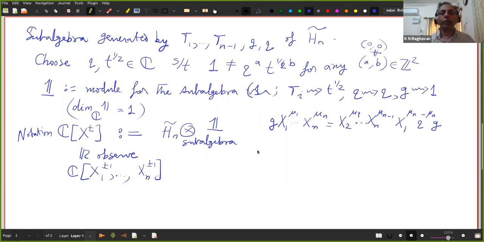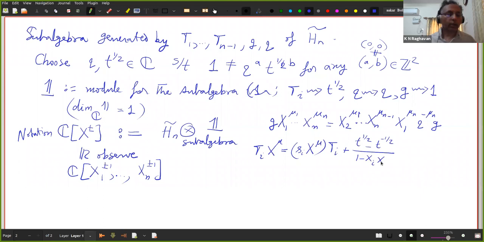So let me just write this out. Ti x to the mu is si x to the mu, where si is the simple reflection, and this has obvious meaning: Ti plus t to the 1/2 minus t to the minus 1/2 over 1 minus xi, xi plus 1 inverse, times 1 minus si x to the mu. Here, si will switch xi and xi plus 1, so you will get something which is divisible by this, so you will get some polynomial.